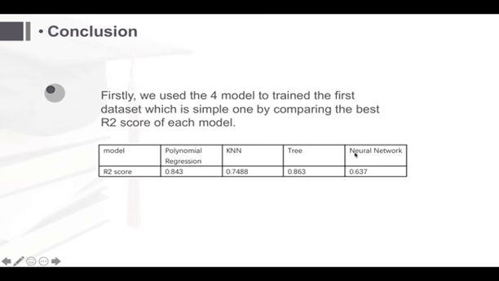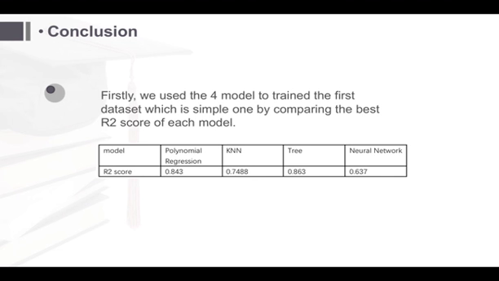And we can just speculate the reasons as follows. Firstly, in the first dataset, the amount of data is quite small, so it is hard to take advantage of the neural network, as neural networks usually have obvious advantages when processing large amounts of data.